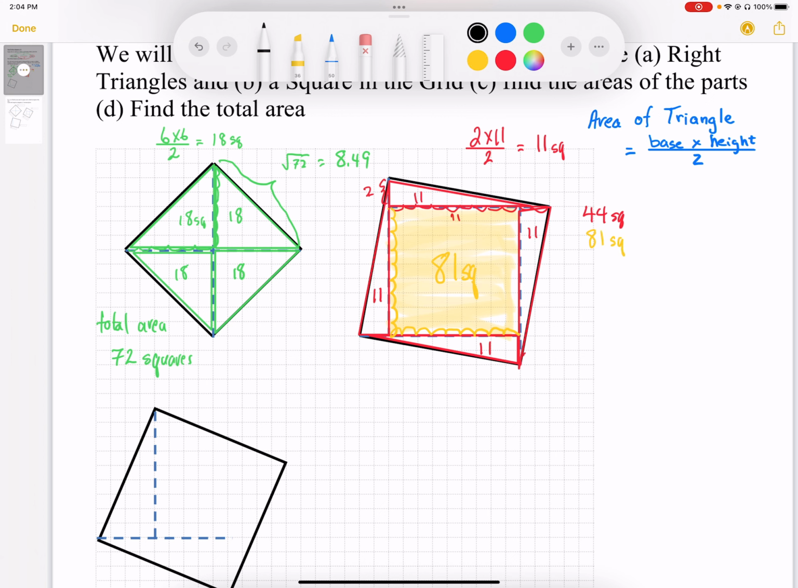So we're going to add that up, and that's going to give us 125 squares in total. Okay, so the total area that makes up that non-perfect square is going to be 81, 11, 11, 11, 11, which gives us a total of 125 squares. And again, if we want to find the edge length, we'll square root that.